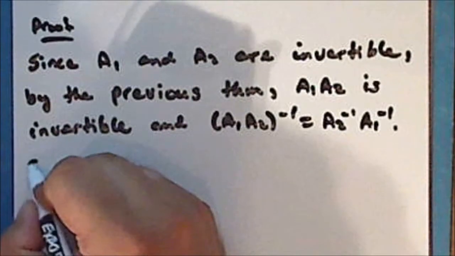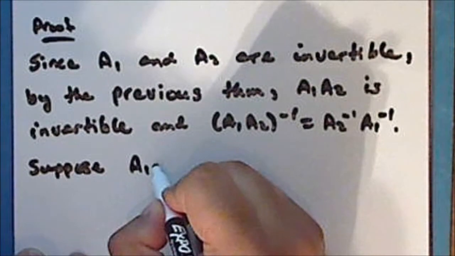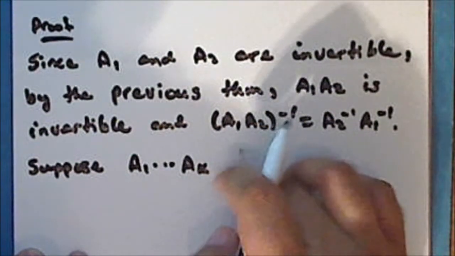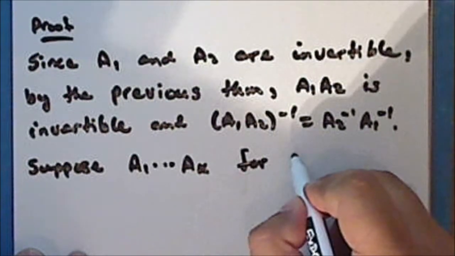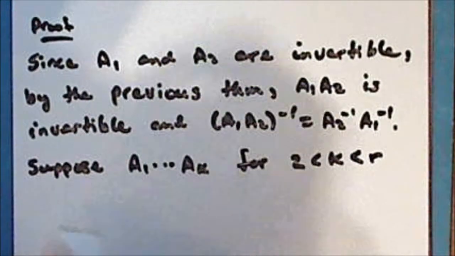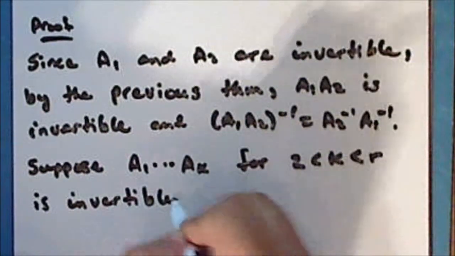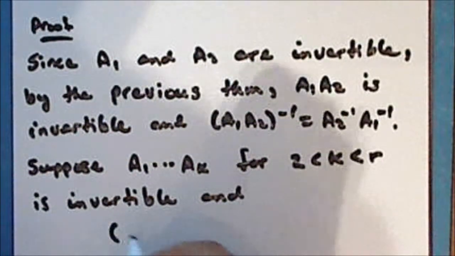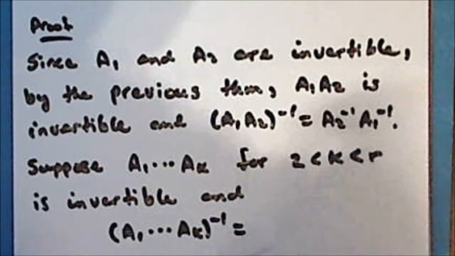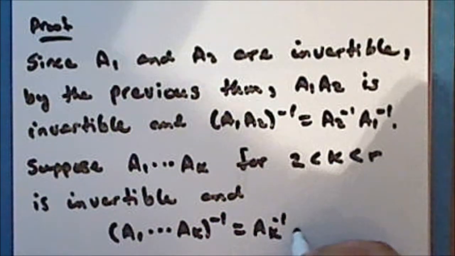So now suppose that the product A sub 1 through A sub k, for k greater than 2 and less than r, is invertible, and that the inverse of the product is the product of the inverses in reverse order.